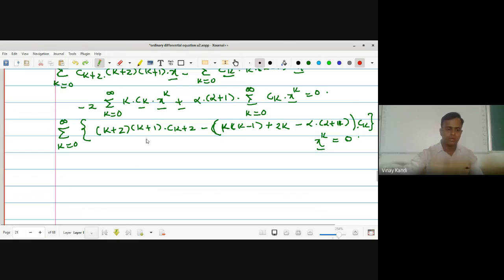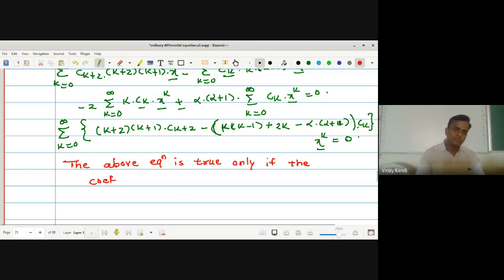Which is equal to 0. Now look here, the above equation is true only if the coefficient of x raised to k, for k running from 0, 1, 2 and so on, is 0.